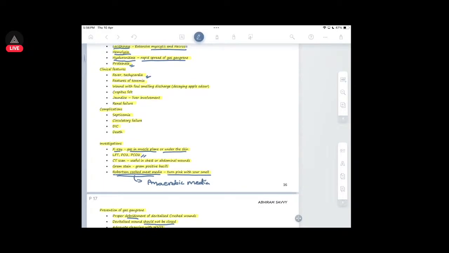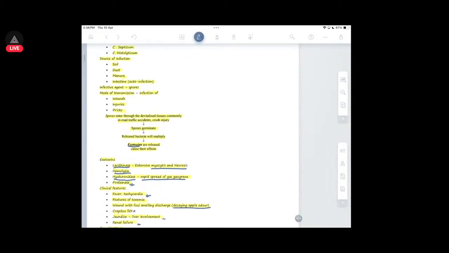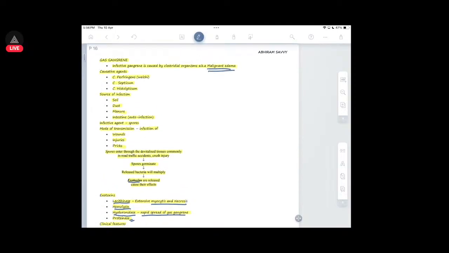Tachycardia will be there. Fever and tachycardia. For 1 degree Celsius rise, you have 10 pulse rate rise. Features of toxemia, wound with foul, sweet, decaying apple odor will be there. Crepitus is felt. Jaundice if liver involvement, renal involvement. Wounds, injuries, pricks.